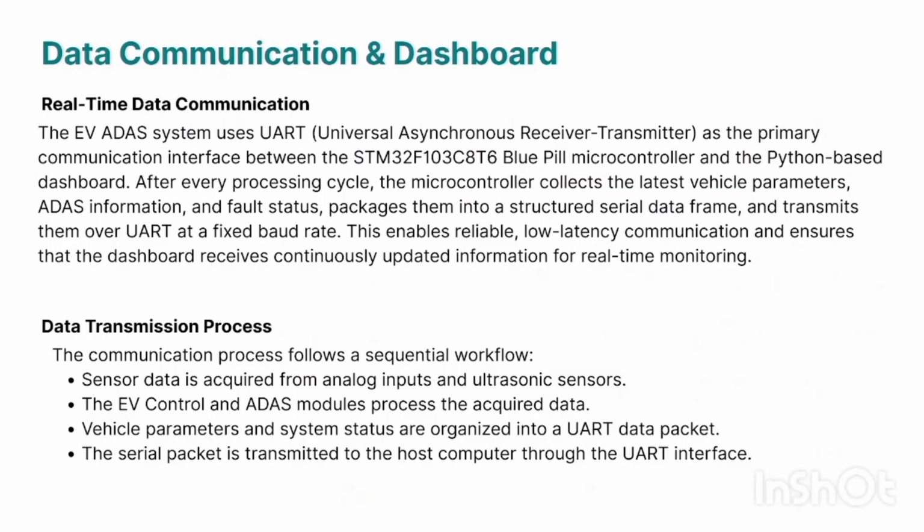Data communication and dashboard. After each processing cycle, the latest parameters are packaged into a structured data packet and sent via UART. The data flows sequentially. Data is sampled from the sensors, evaluated by the control module, formatted into a data frame, and pushed onto the serial line.